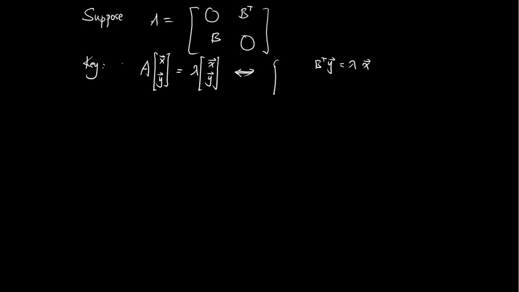And on the other side, we also got B times x is equal to lambda y. So the left-hand side and right-hand side are equivalent conditions. On the left-hand side, we are writing the matrix form. On the right-hand side, it is written based on each row.